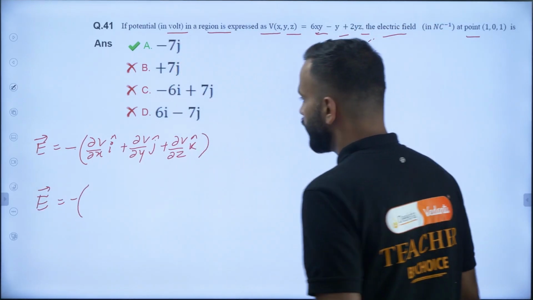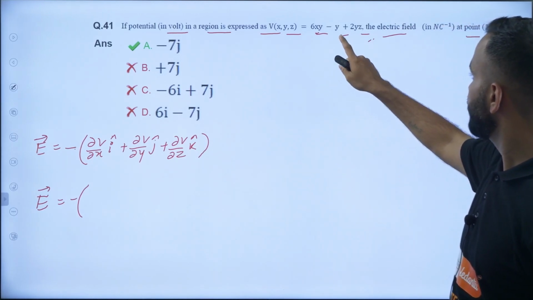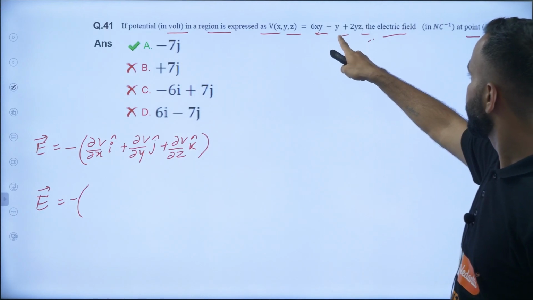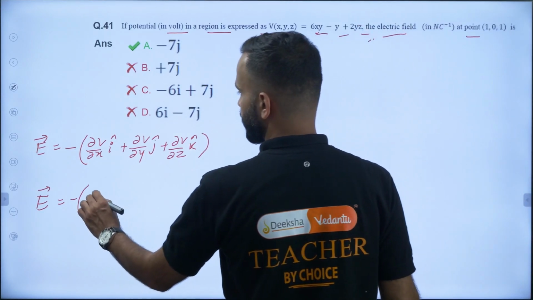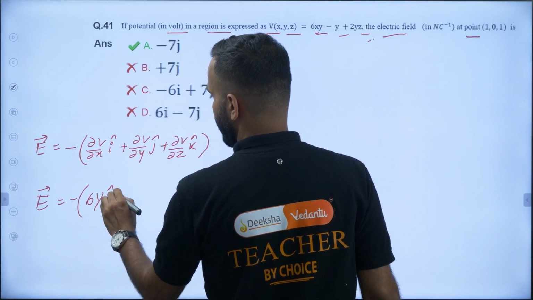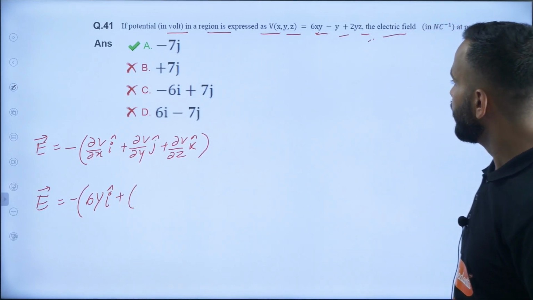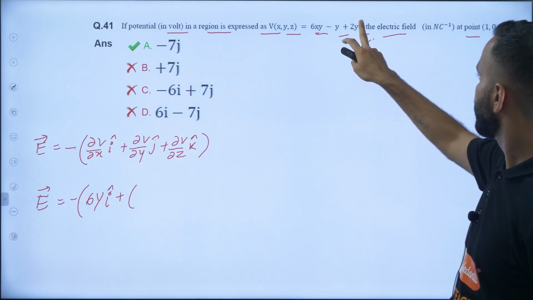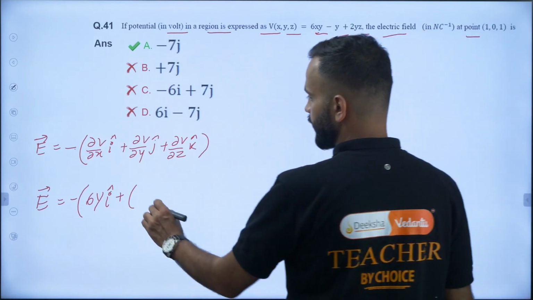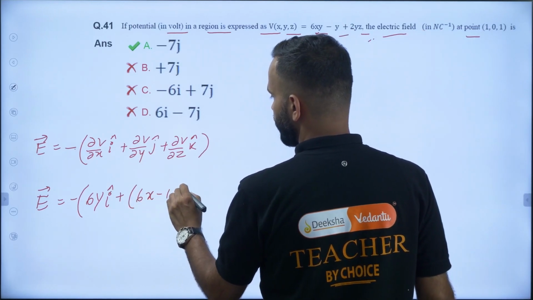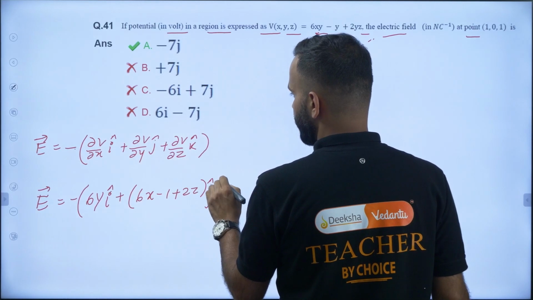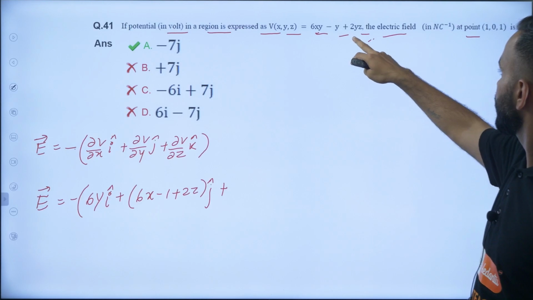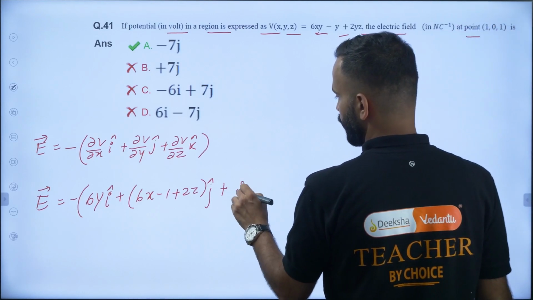So now E vector is equal to minus of, differentiation of V with respect to x, keeping y and z as constant. So this will be 6y minus 0 plus 0. Okay, 6y i cap. Now differentiation of V with respect to y, keeping x and z as constant. Here this will be 6x minus 1 plus 2z, so (6x minus 1 plus 2z) j cap, plus differentiation of V with respect to z, keeping x and y as constant. So it will be just 2y. So 2y k cap.